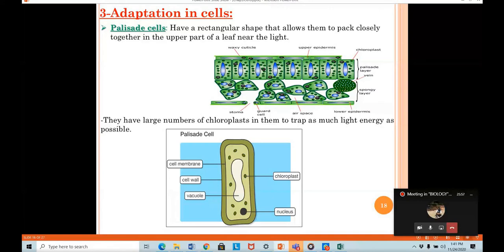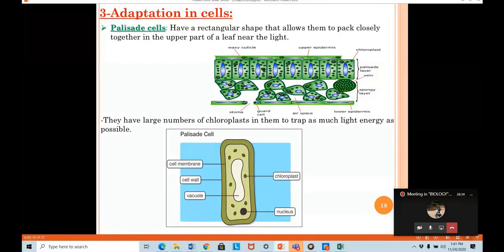It contains what? Chlorophyll. Very good. The chlorophyll is the green pigment which gives it the green color, and it also absorbs sunlight for the photosynthesis to take place.